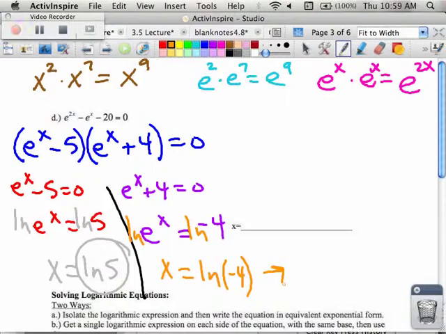We talked about that the first day. So there's no solution. So my only answer that I get out of this whole process was the natural log of 5. So don't forget some of the other things that we've talked about in this class, like the fact that you can't log 0 or negative numbers.